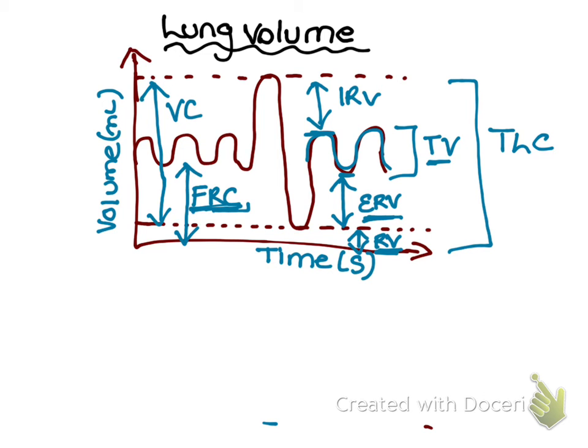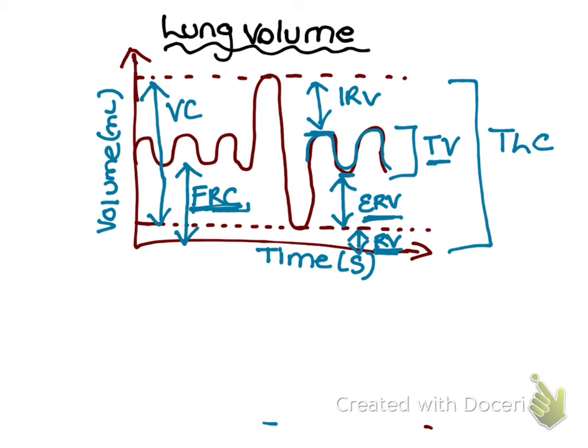In this graph and in this section of the volumes, the total lung capacity, the residual volume and the FRC cannot be measured by simple spirometry. That's anything that incorporates residual volume. To measure these, you need to use other methods, such as body plethysmography or helium dilution or the Fowler's method.